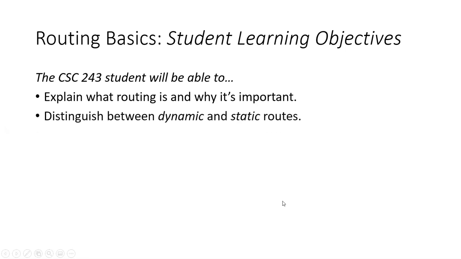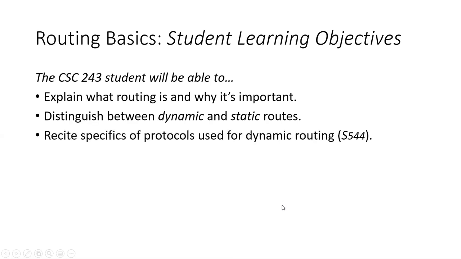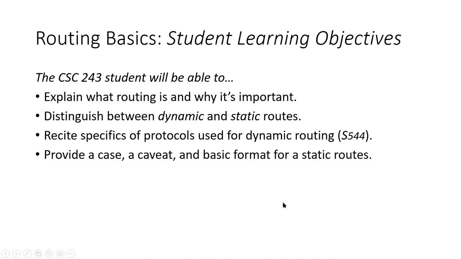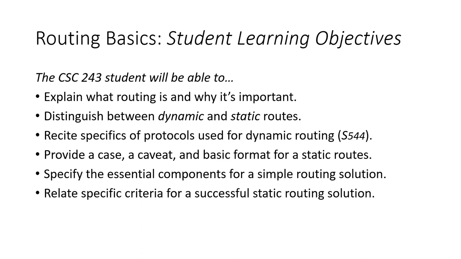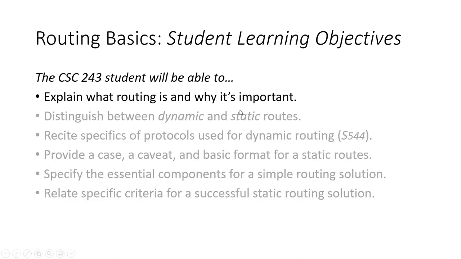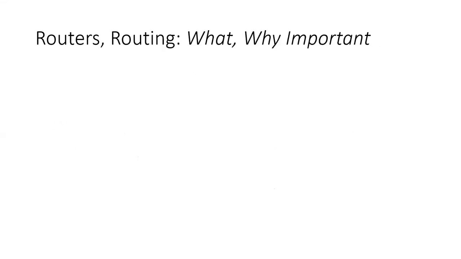Our student learning objectives today: the CSC 243 student will be able to explain what routing is and why it's important, distinguish between dynamic and static routes, recite specifics of protocols used for dynamic routing, provide a case, a caveat, and basic format for static routes, specify the essential components for a simple routing solution, and relate specific criteria for a successful static routing solution. So without further ado, let's take a look at our first objective. Let's explain what routing is and why it's important.